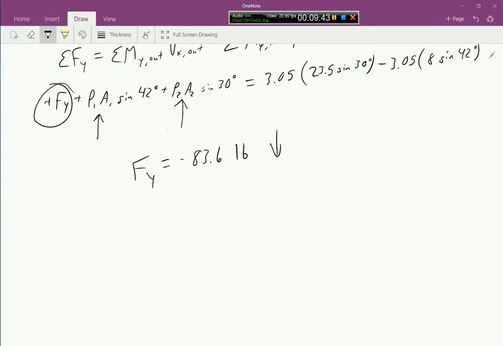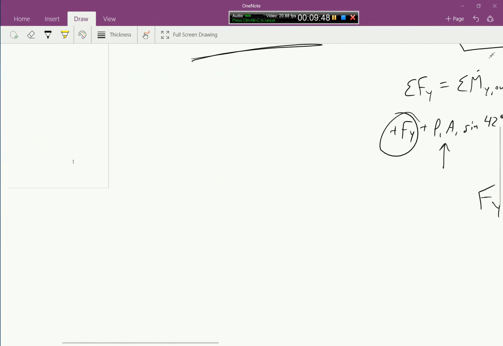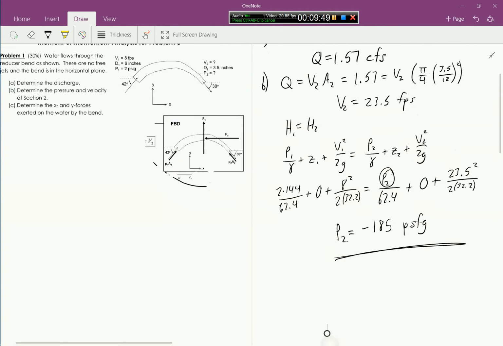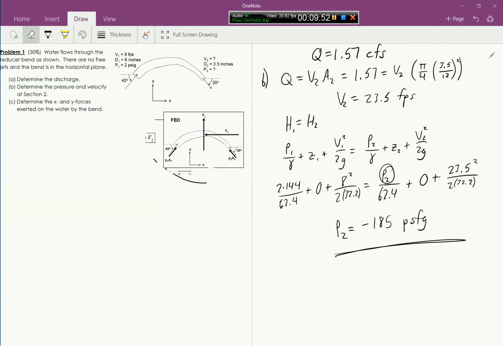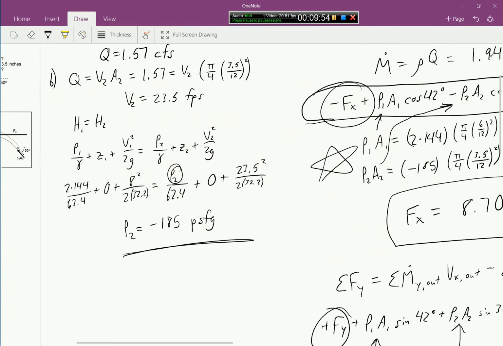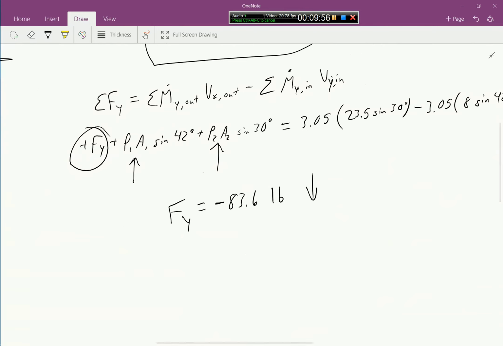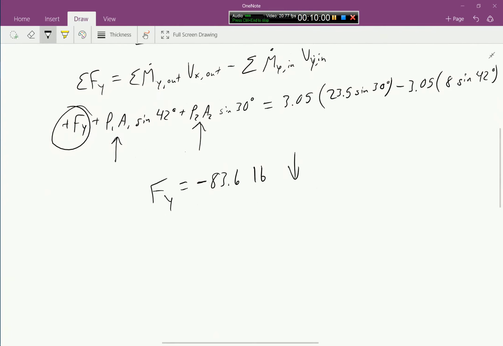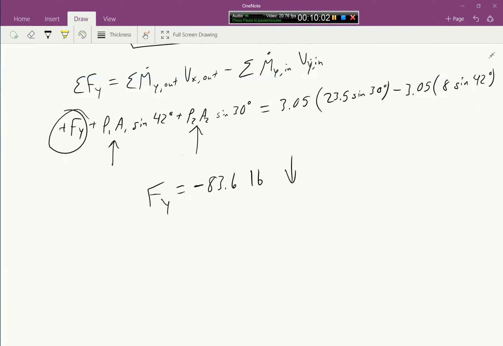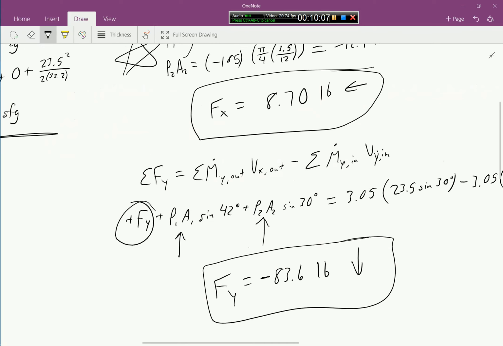Actually, we'll get a negative value here, which means that the assumed direction in this problem is incorrect. So we'll get a negative number, and that means that this force in the y direction is actually downward. And that is our problem completed.